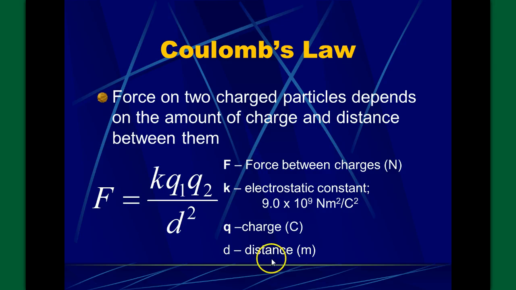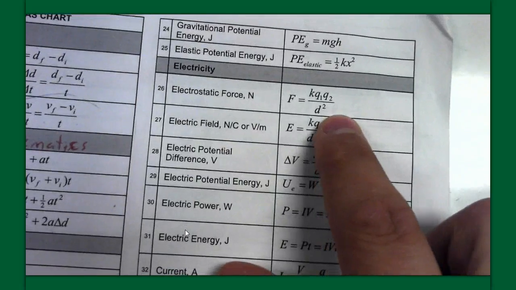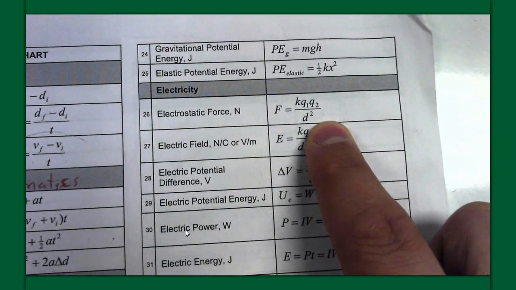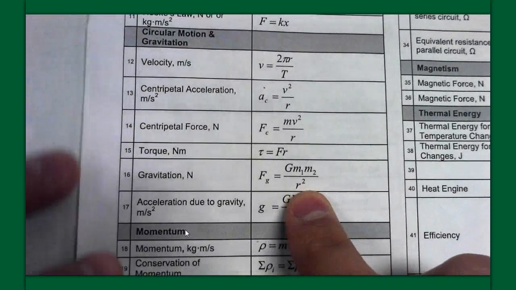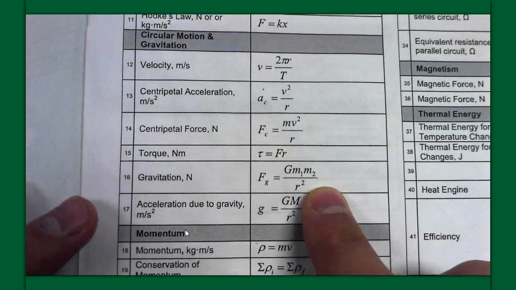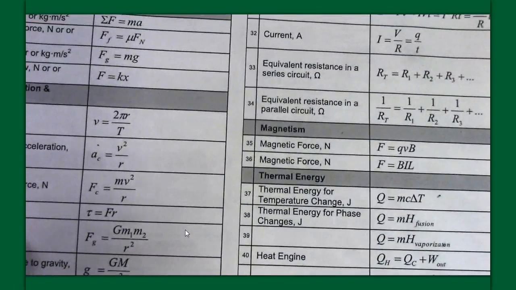And then D, as you can see, is the distance between the two objects, and we are going to square that distance. So again, look here at your chart. I want you to see, here's number 26. This is the electrostatic force equation we just learned. And compare that to number 16, the gravitation equation, which we dealt with a while ago. They're almost exactly the same equation in terms of algebra.